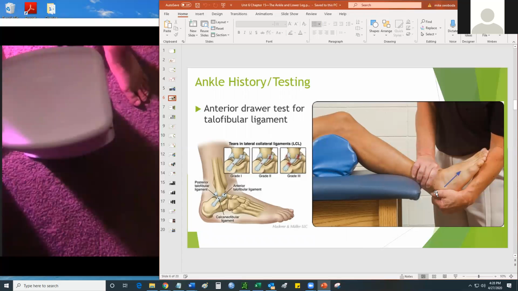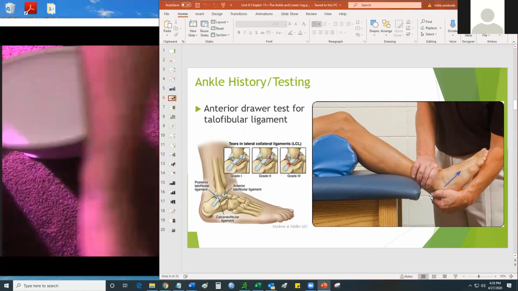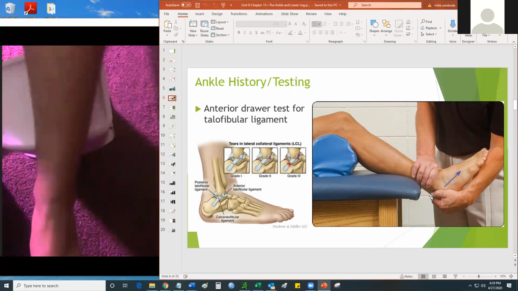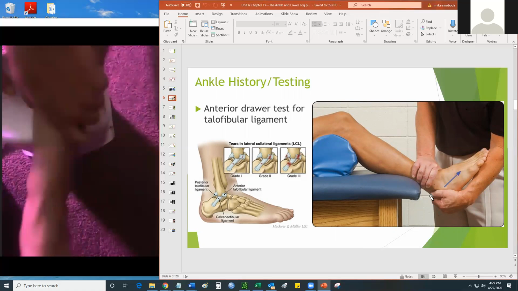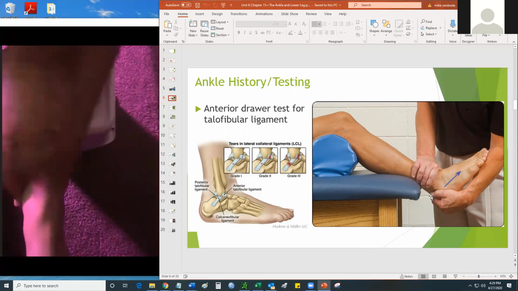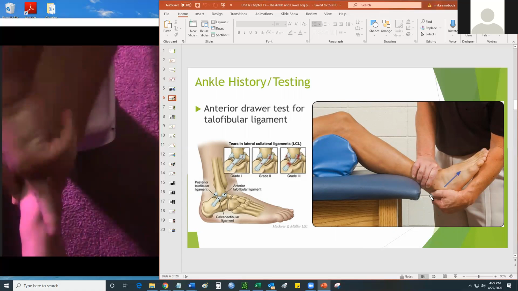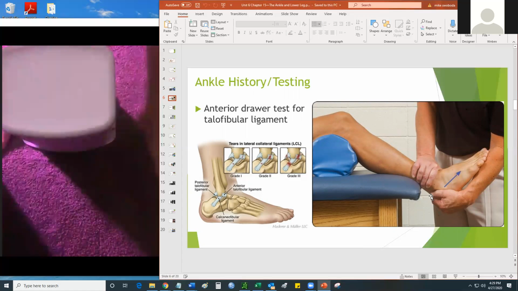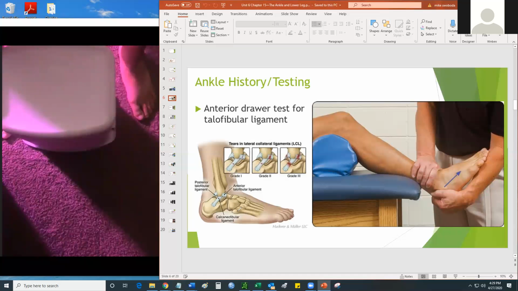The other one you have here is this anterior drawer test. So that's very similar to the one that I showed you with the knee, because you're going to do roughly the same thing. You would actually hold on to the shin and you would pull up or push up on the ankle here. So if the ankle were to shift upward, that would typically be a signal that you have a tear in your talofibular ligament. So again, talofibular is the ligament that goes from your talus, which is underneath here, to the fibula.